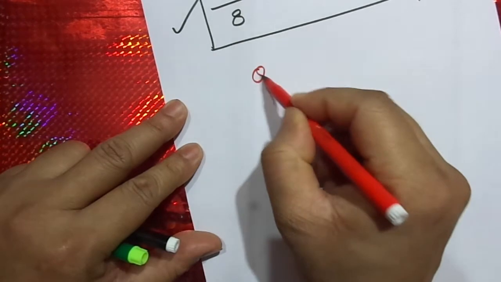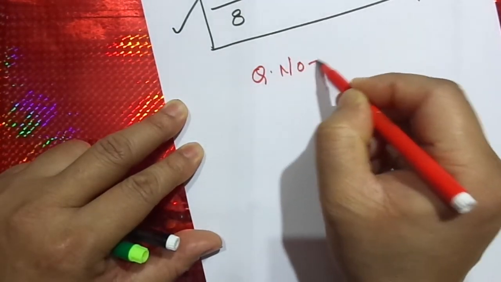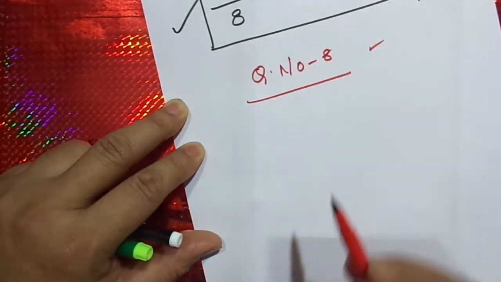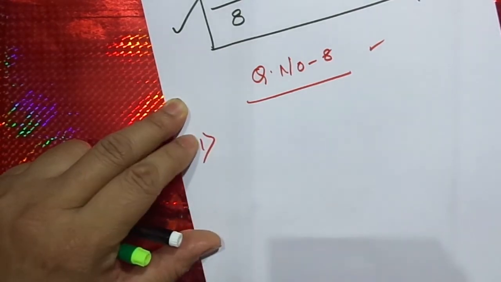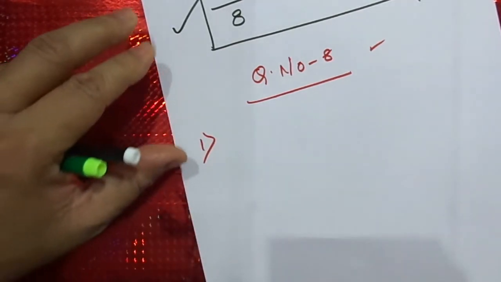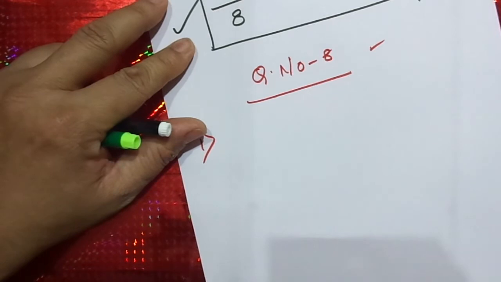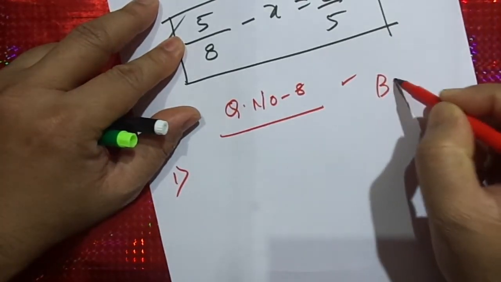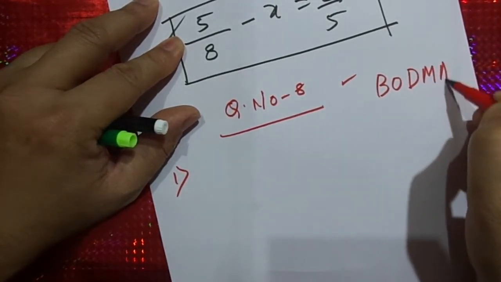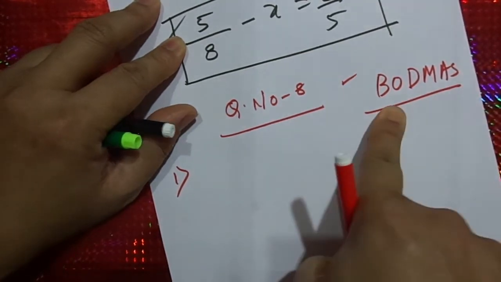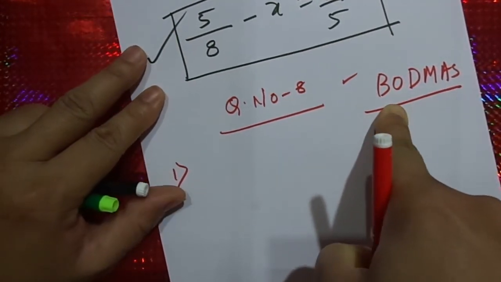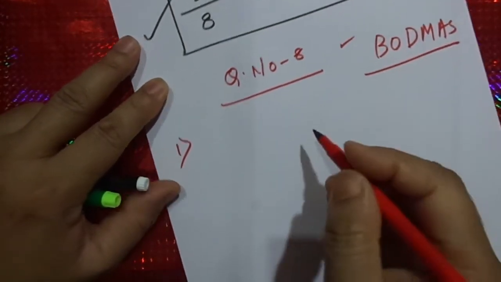Now in number 8, what do we have? We have the same rational numbers, but they need to be simplified using BODMAS. Always remember this. While you are operating with numbers, this shouldn't be forgotten.